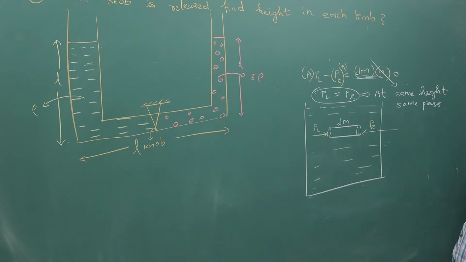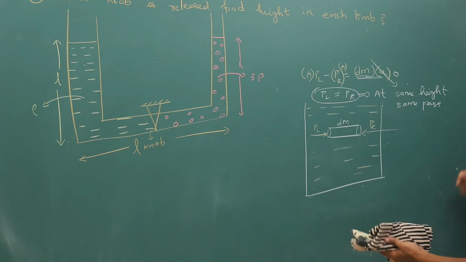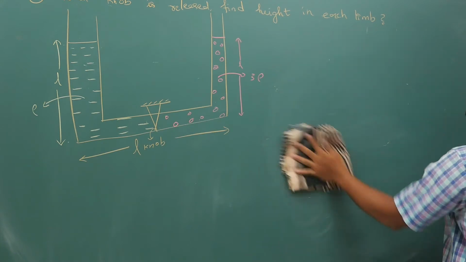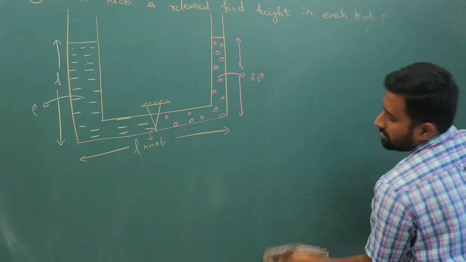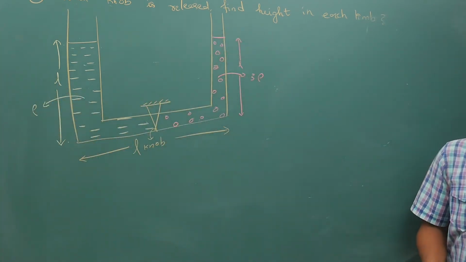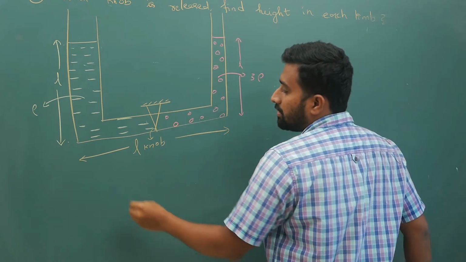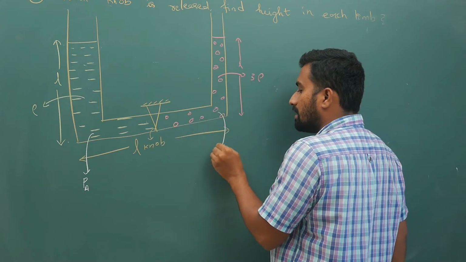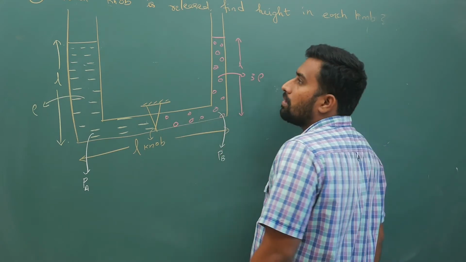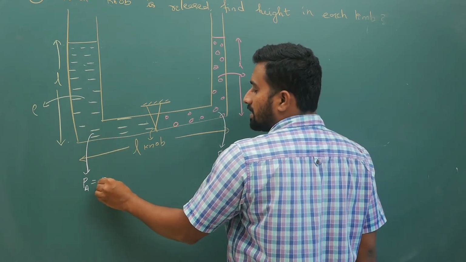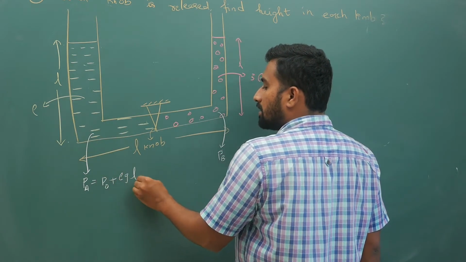Now when you are given questions related to this, that is, you have two limbs and you are supposed to calculate the pressure values, what will exactly happen, I will tell you. First let us mark 2 points here. One is point A and the other is point B. Now when you take these 2 points, the pressure from this side is P0 plus rho into G into L.